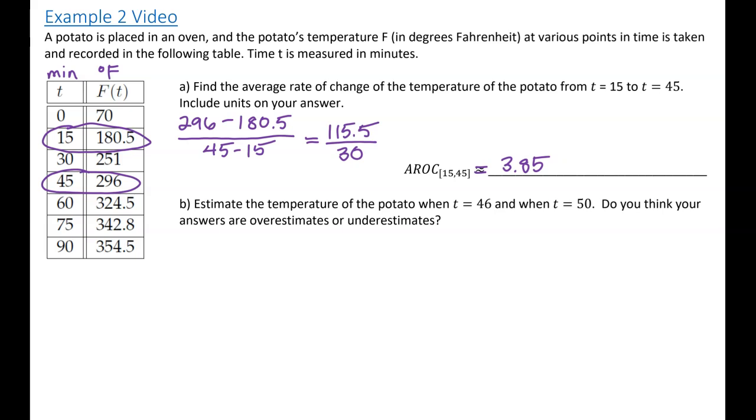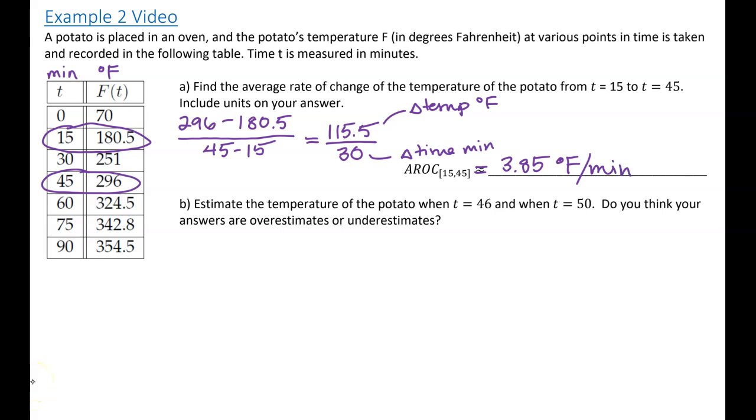We want to make sure we include units in our answers. So if we think back to this, the 296 and the 180.5, those are temperatures in degrees Fahrenheit. So this is change in temp, which will be degrees Fahrenheit. And in the bottom, we had the time. So this is change in time, which is in minutes. So this should be degrees Fahrenheit per minute.